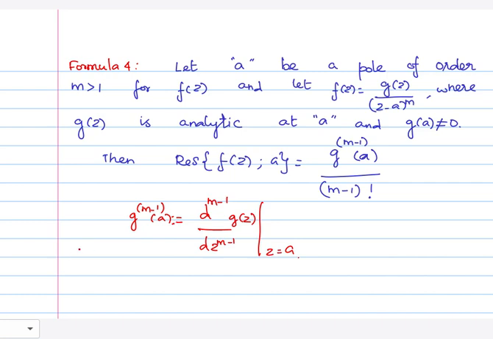So these are the 4 formulas. Please be clear, these 4 formulas are only for an isolated singularity where the singularity classification is pole. Whenever it is an essential singularity, you have to use only the Laurent series, directly using the definition. Now we solve some problems using these results.